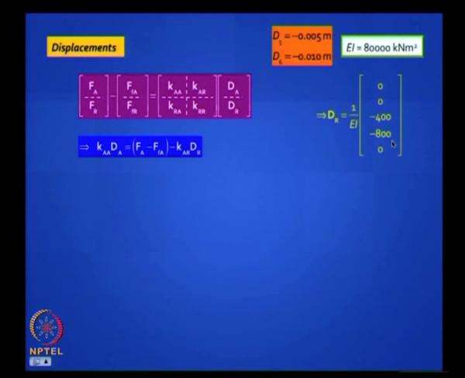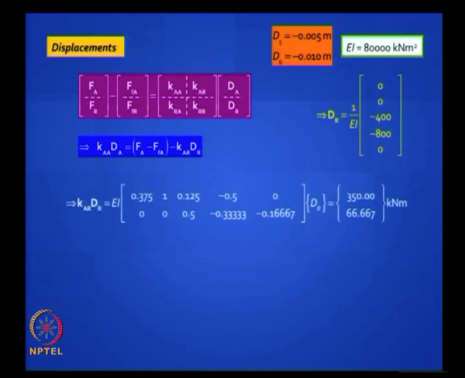Is it clear? This is a clever trick to do so that you leave your stiffness matrix in peace, that EI gets cancelled out. And there are 5 elements here because there are 5 restraint coordinates. You know that there is no rotational slip or settlement anywhere else, so it is 0 0 minus 400 minus 800 0. Is it clear? Now you are all set to apply and solve.